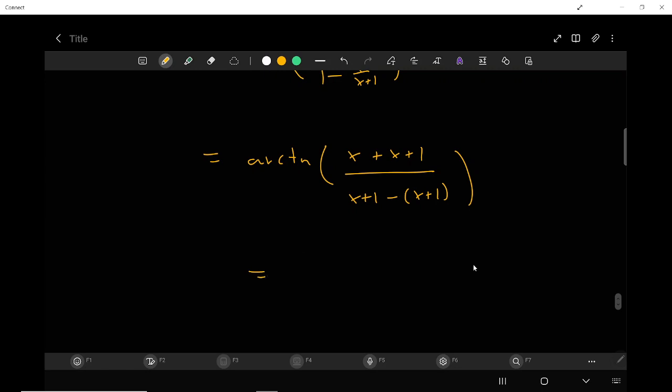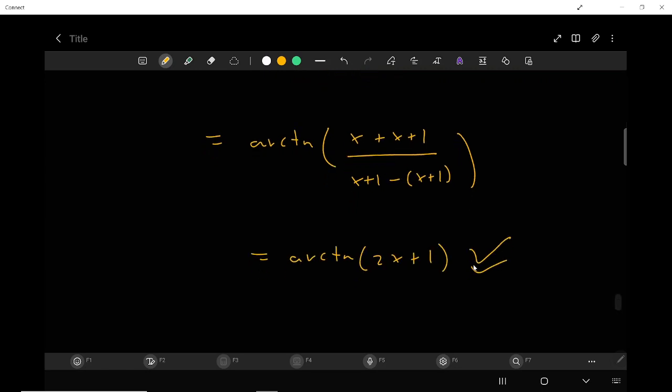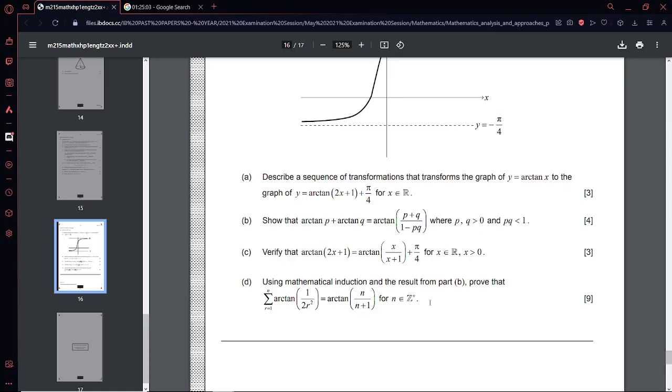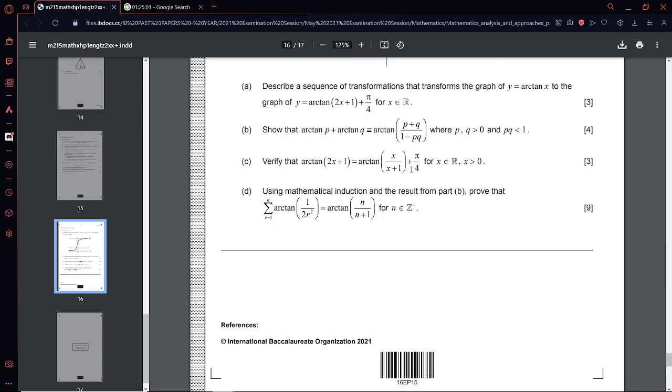And the power part cancels, and the top part is just 2x plus 1, which works. Okay, I fully improvised that method and it worked. So I'll take that. I think it's all right if I only do the right hand side, and when I showed that it equaled the left hand side, I think that could be all right. Proof by induction. Okay.